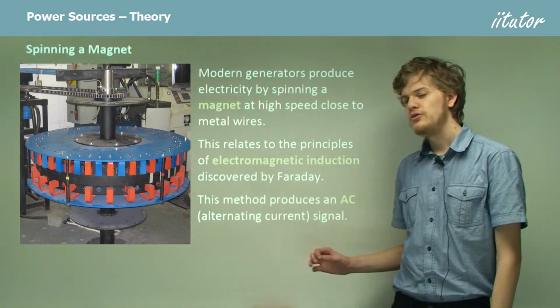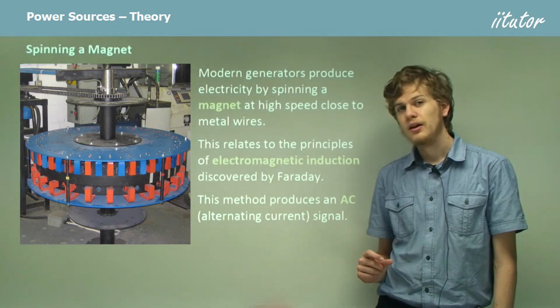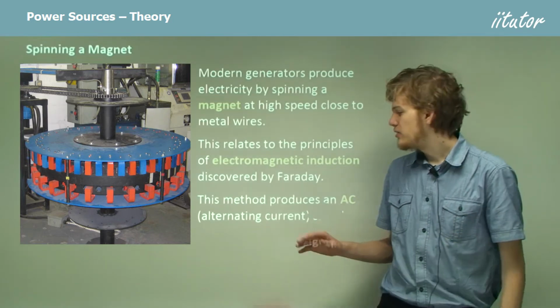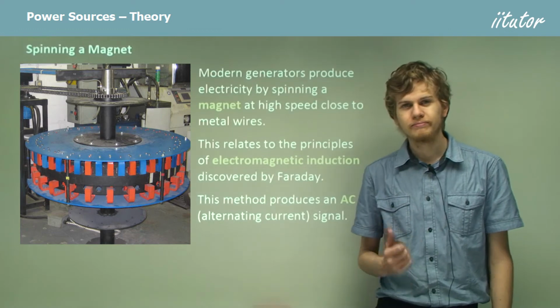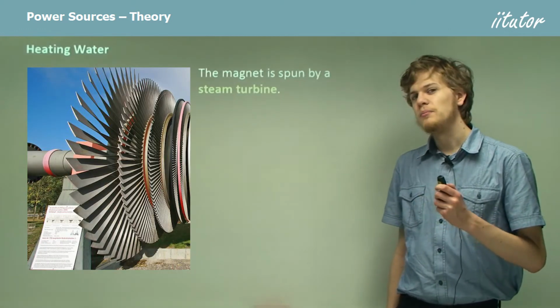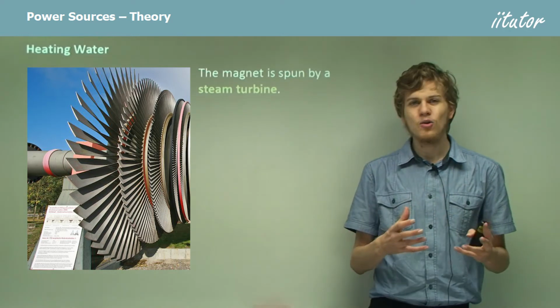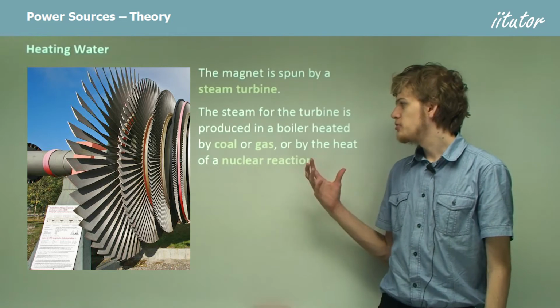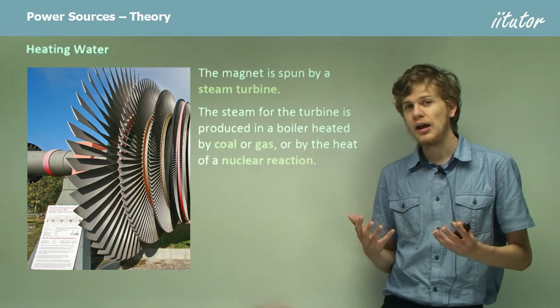So the method produces an AC signal, or alternating current signal. There are ways of producing generators which allow a DC signal, that is direct current, but AC signal is more commonly used. Now the magnet is spun by a turbine. A turbine is a device that spins when air or steam is blown through it. So the steam for the turbine is going to be produced in a boiler heated by coal or gas, or by the heat of a nuclear reactor.